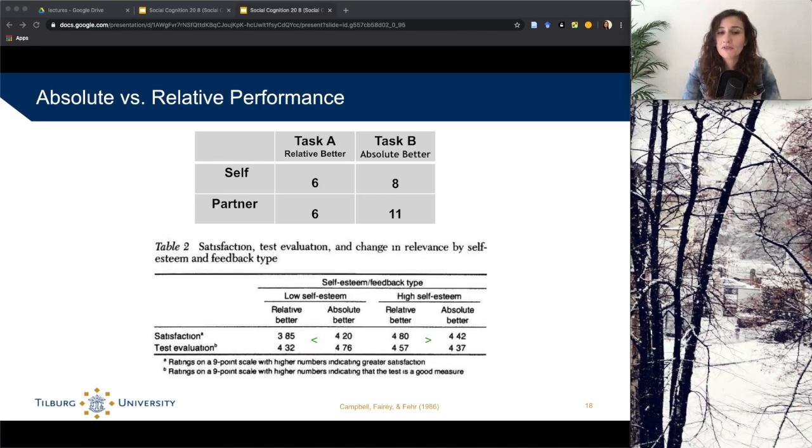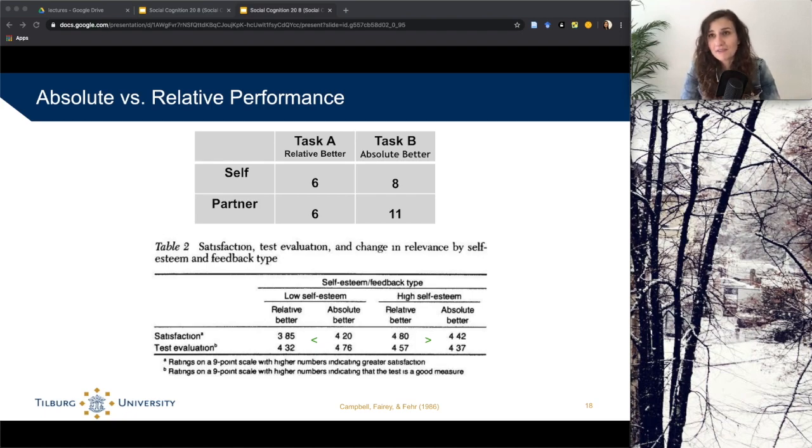Now, there was also information about self-esteem here, right? And remember that there were some low self-esteem and high self-esteem participants. And let's take a look at how their satisfaction and test evaluation differed depending on the self-esteem and the task type. And what you see is on the left, for the people who had lower self-esteem, they thought the test was worse in the relative better test than in the absolute better test.